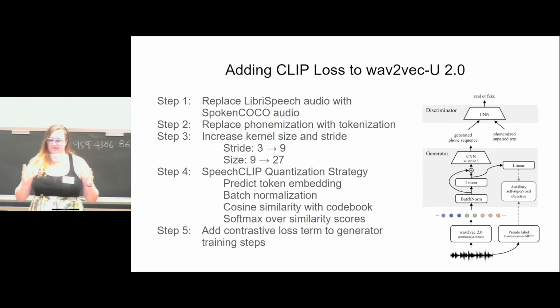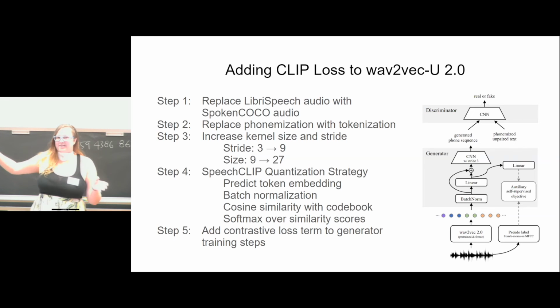When we do that, the frequency of subwords is much lower than the frequency of phonemes, so we need to increase the size and the stride of the kernel. We find that in the Librispeech LM training data, there are 2.81 phonemes for every subword, so we increase by a factor of 3 for both of those. Next, because we have more possible subwords than you have possible phonemes, we use the quantization strategy developed for SpeechClip.